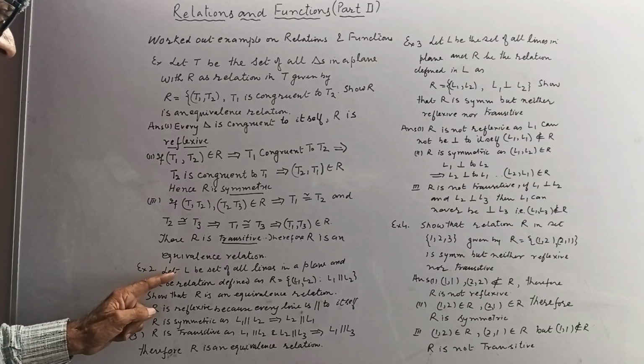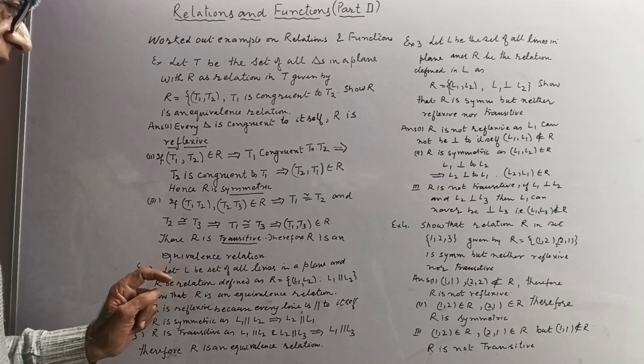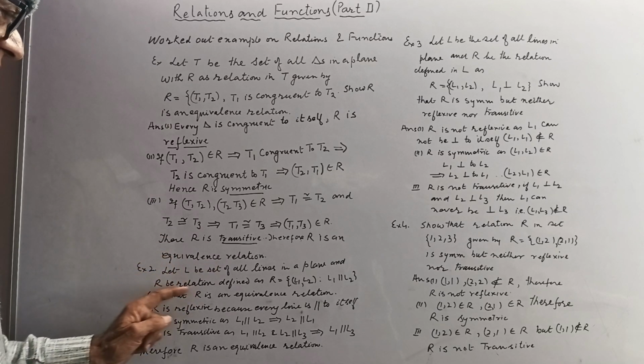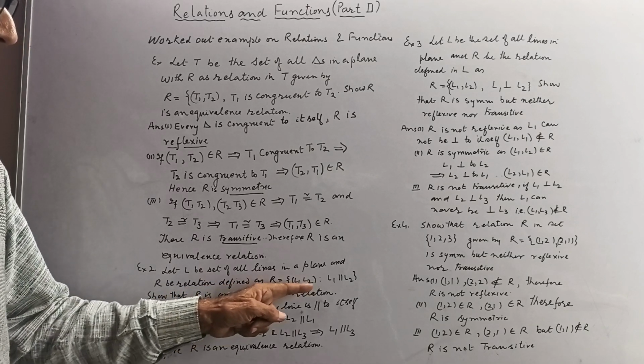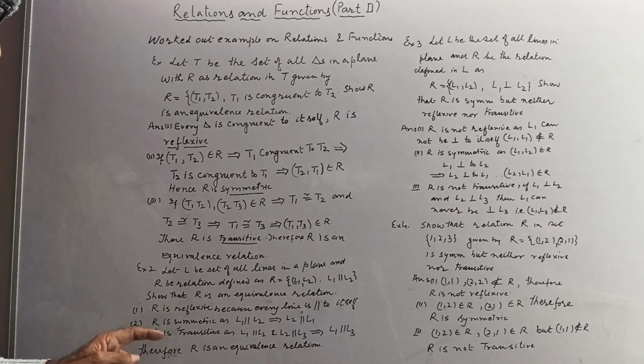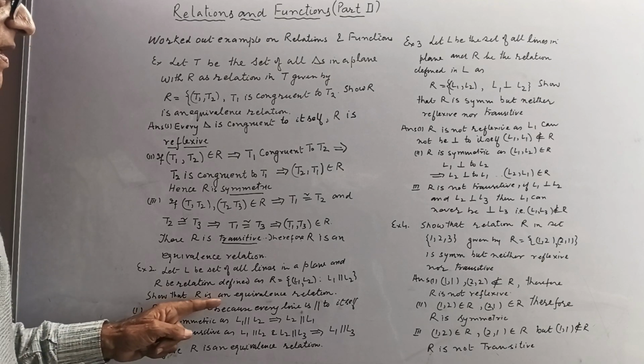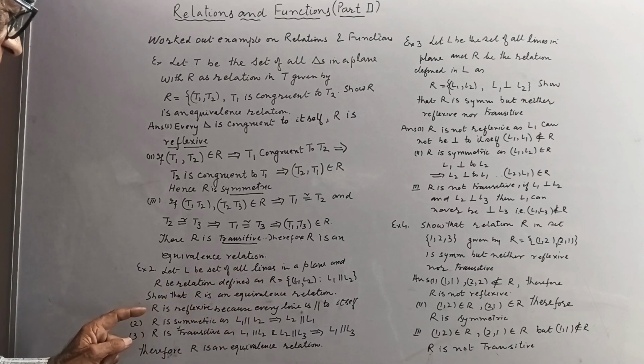Example 2. Let L be the set of all lines in a plane and R be the relation defined as R = {(L1, L2): L1 is parallel to L2}. Show that R is an equivalence relation.